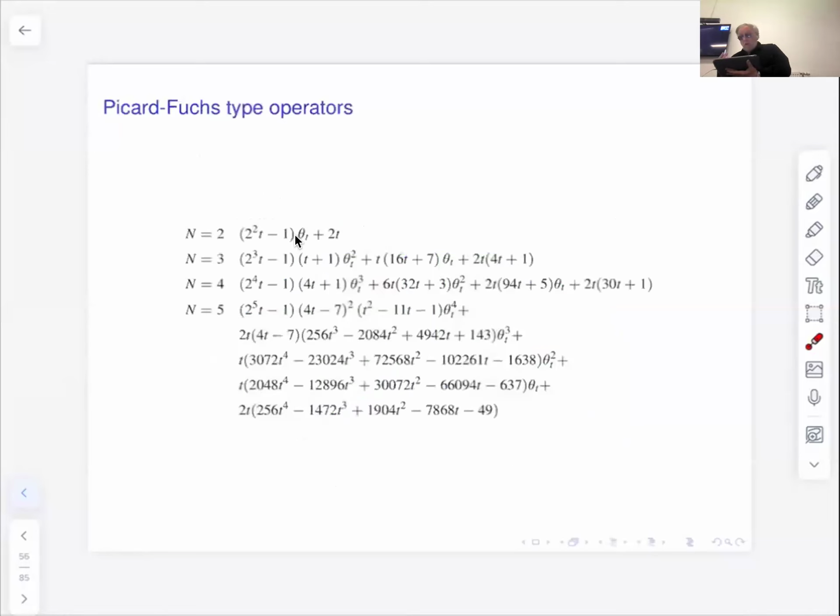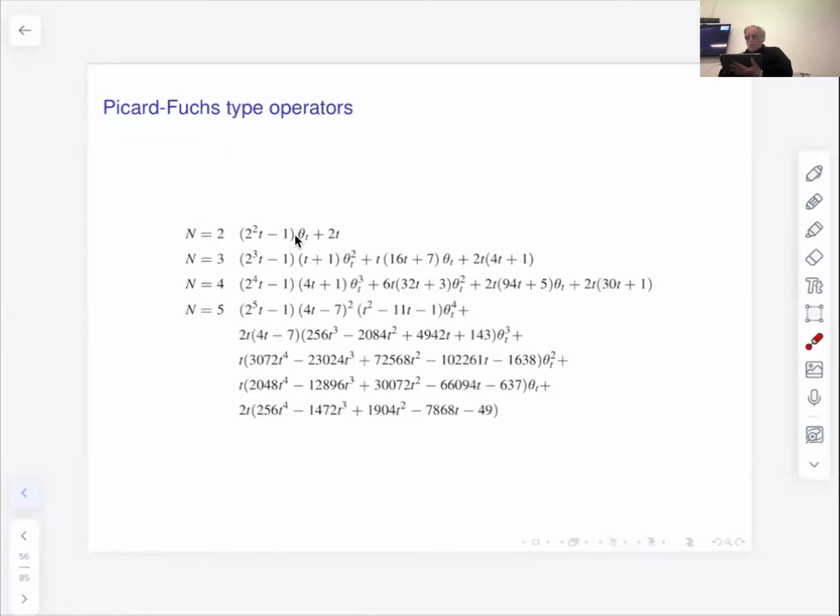Let's consider what we can say about equations. You remember that for n equal to 2, my kernel satisfies the first order equation. You remember this singularity, 4t minus 1, the expression which is 1 minus 4t. For n equal to 3, this locus is given by this equation, and this equation is degree 2. For n equal to 4, it's degree 3. And for n equal to 5, degree 4.